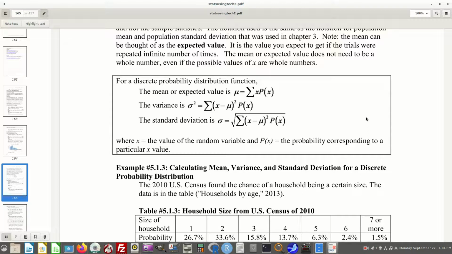So the mean, or the expected value, is the sum of, that's how sigma is read, the sum of x times p of x. So we're going to multiply x times p of x, and then we're going to add those up. That'll give us the mean.